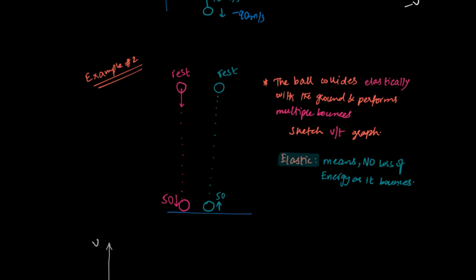Then coming on to the second example, it says that an object starts from its rest position, falls down, bounces, and then goes back to its maximum position again. It says the ball collides elastically with the ground and performs multiple bounces. Sketch the velocity time graph. We already know what elastically bouncing means: no loss of energy as it bounces. And if there's no loss of energy, then over a period of time the change in velocity would also be constant and it would travel through the same distance.